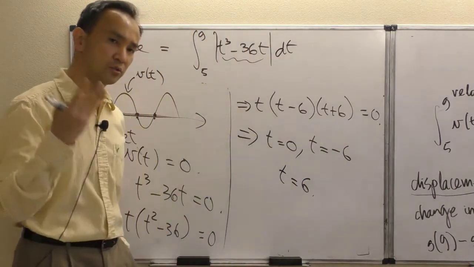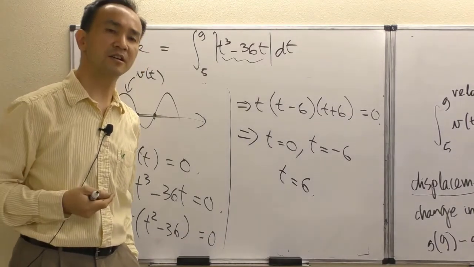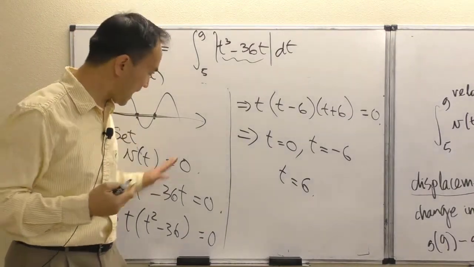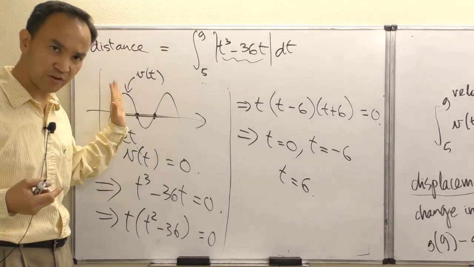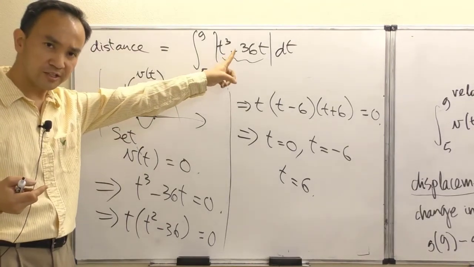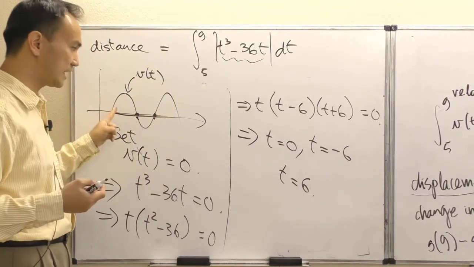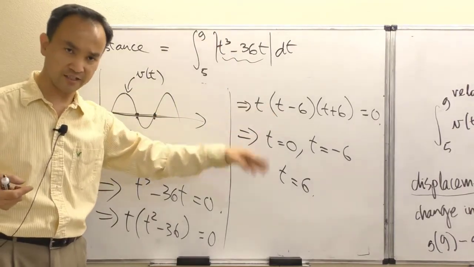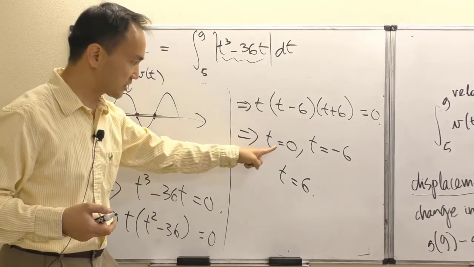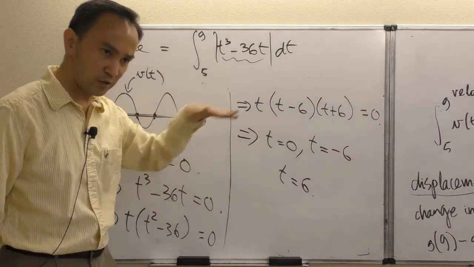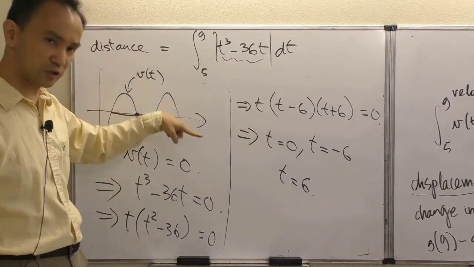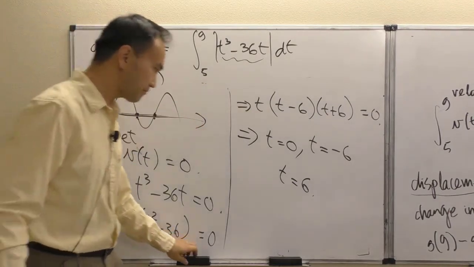So there are three places on the t-axis here where our graph, supposedly, I'm not saying that this is the actual graph for t cubed minus 36t, our velocity function, but at least we found algebraically that there are three places, t equals 0, t equals negative 6, and t equals 6 on the horizontal axis where the graph crosses through.